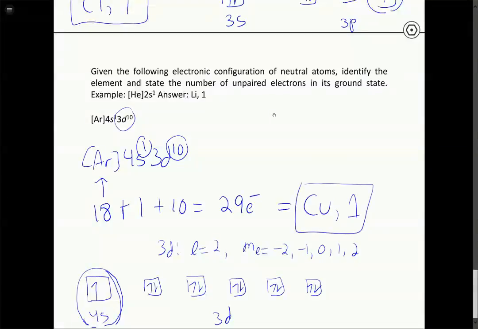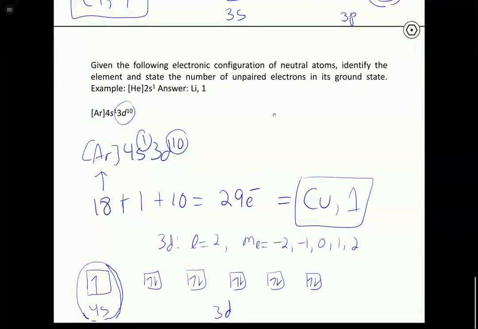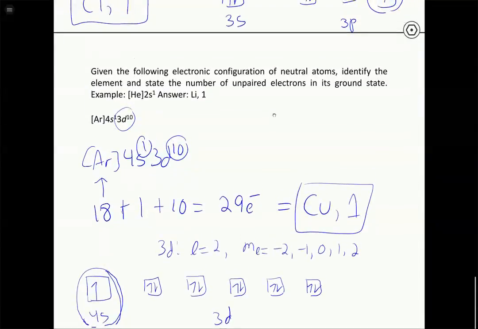Alright, so most of you identified the element correctly on this problem, but many of you had the wrong number of unpaired electrons. And so when we want to know the number of unpaired electrons, we need to write out the partial orbital diagram, use Hund's rule to fill them with electrons, where again we go 1 electron per orbital, all with the same spin, then we pair them up, and whatever we're left with, we know how many unpaired electrons there are. Alright, so that takes us to the end of this review.